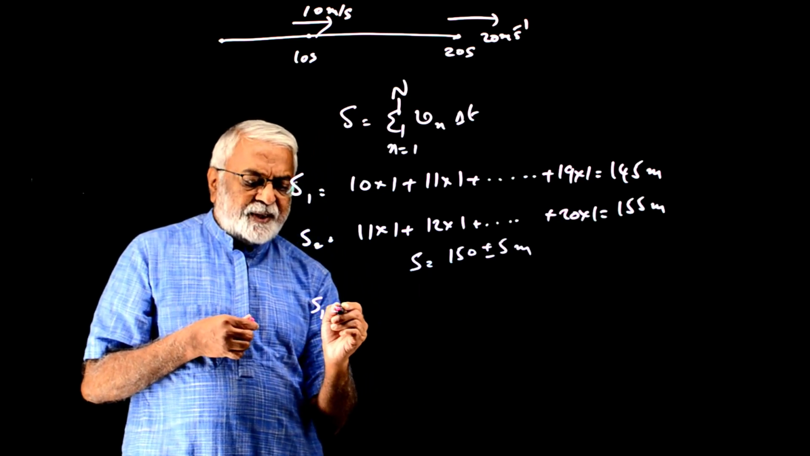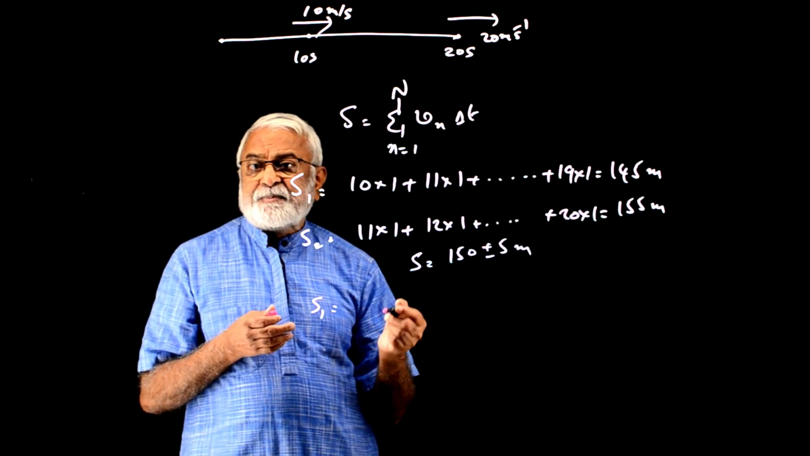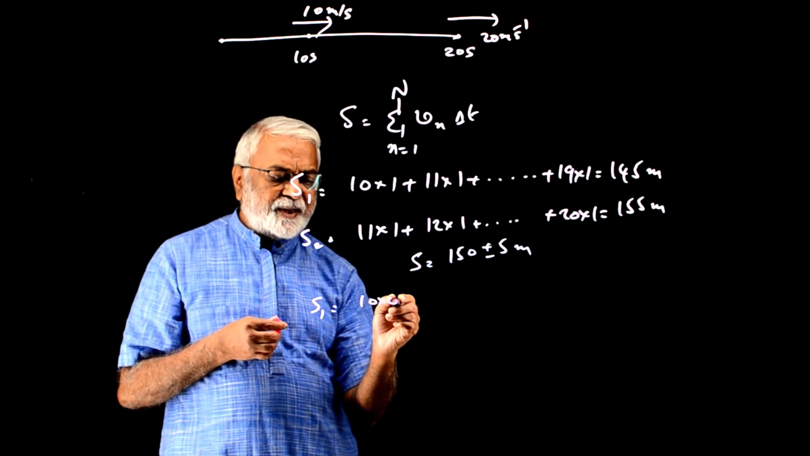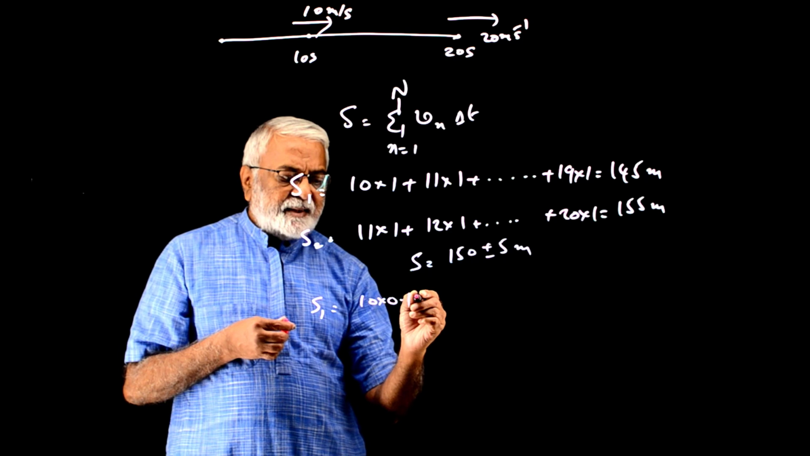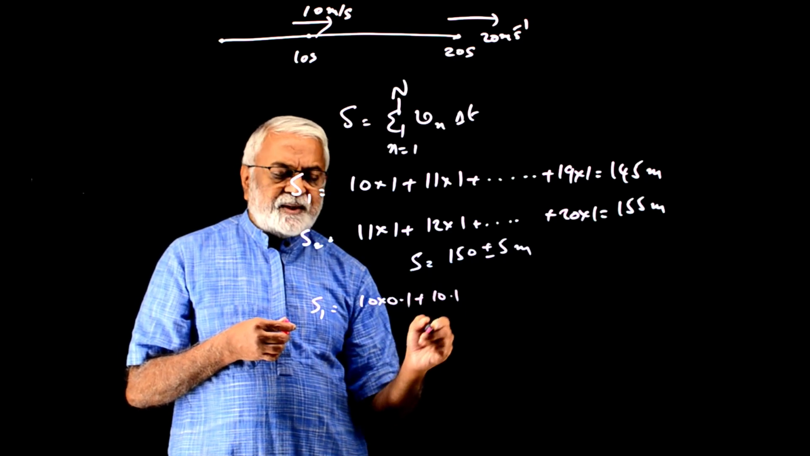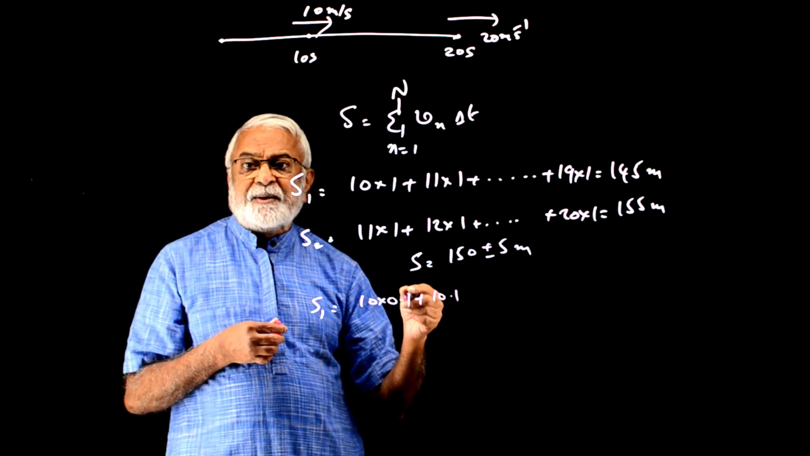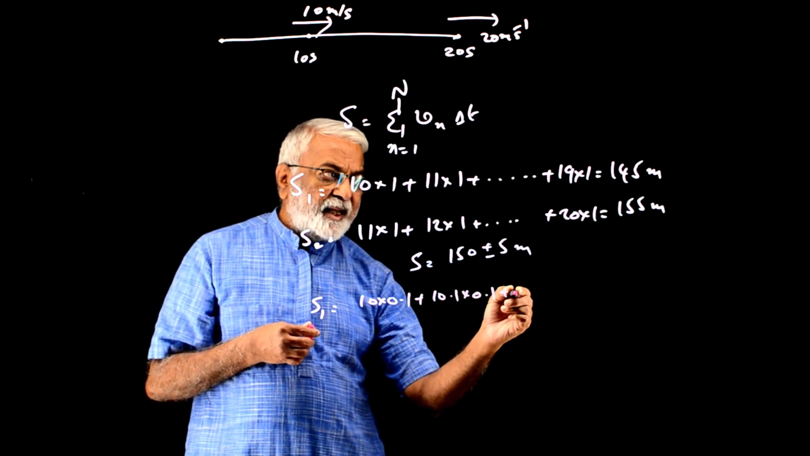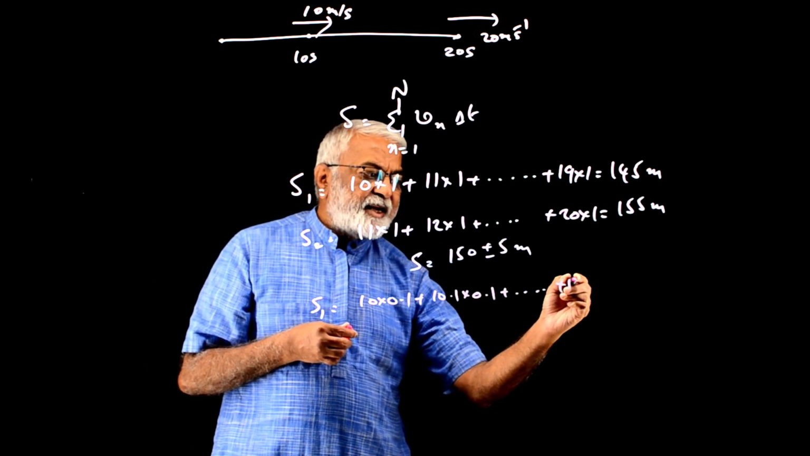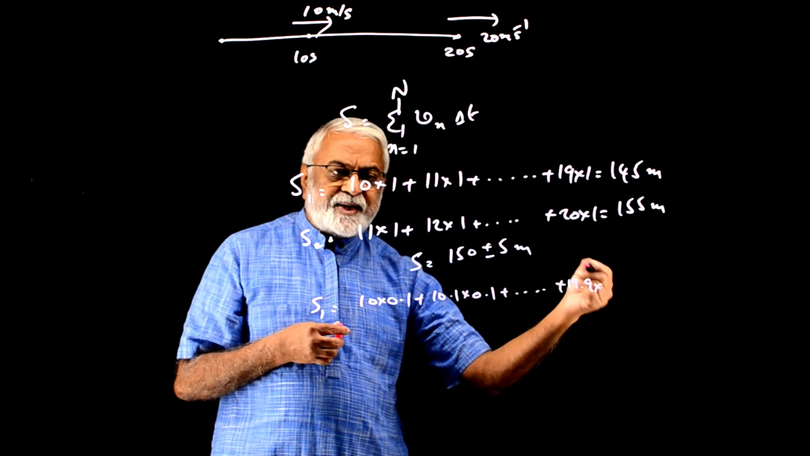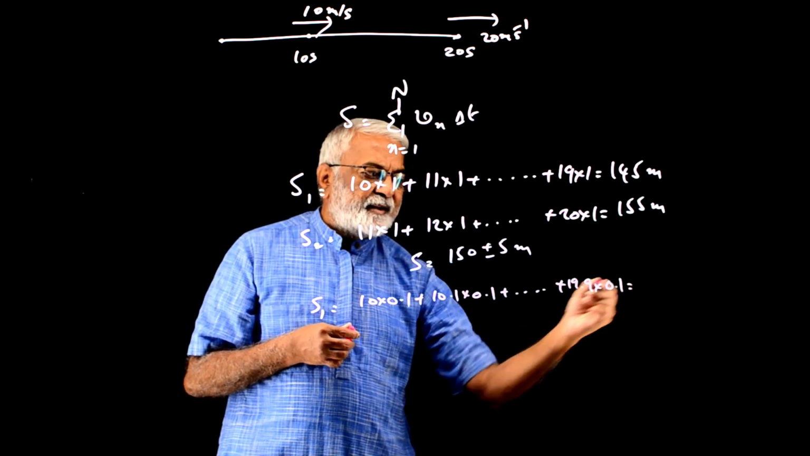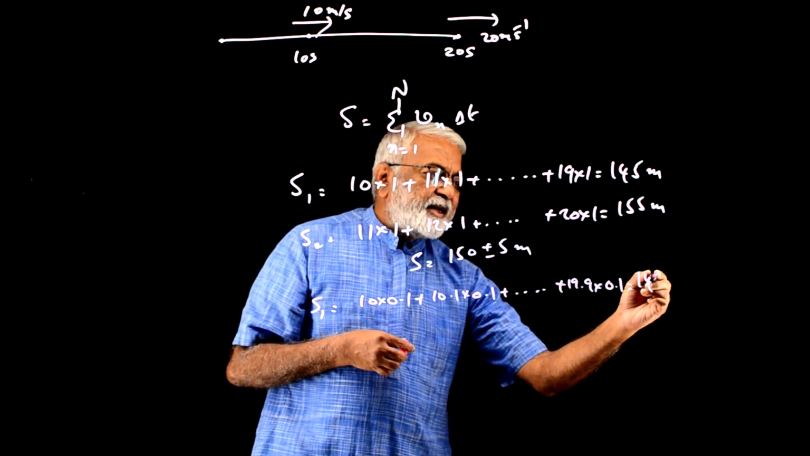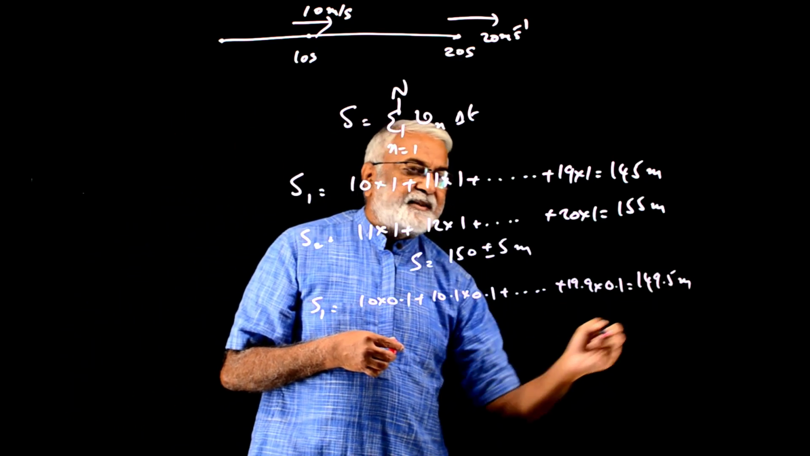In the first 0.1 second, the velocity increases from 10 meter per second to 10.1 meter per second. So let's take it as 10 into 0.1. Then the second term will be 10.1. The velocity increases from 10.1 to 10.2. Let's take it as constant 10.1. And in the last interval, the velocity increases from 19.9 to 20. We'll take it as 19.9. And this will give us 149.5 meter.